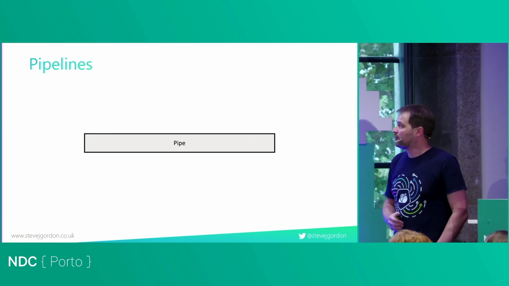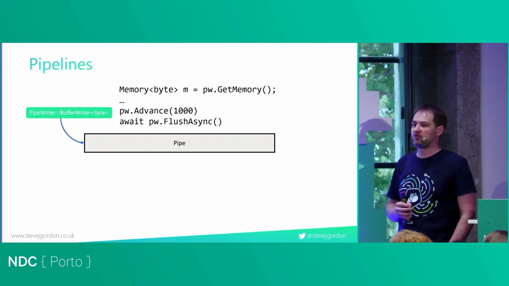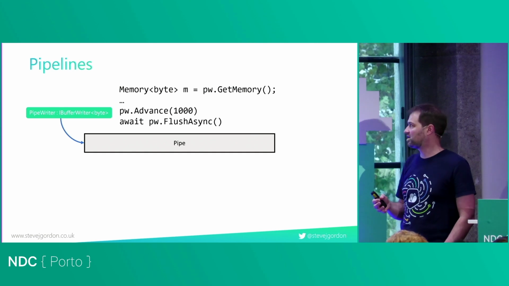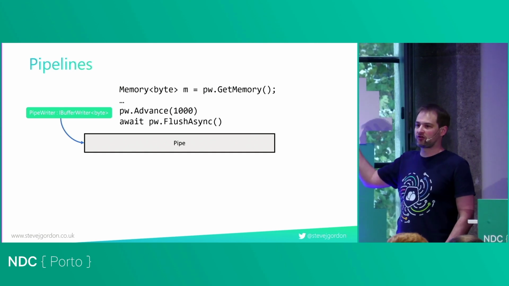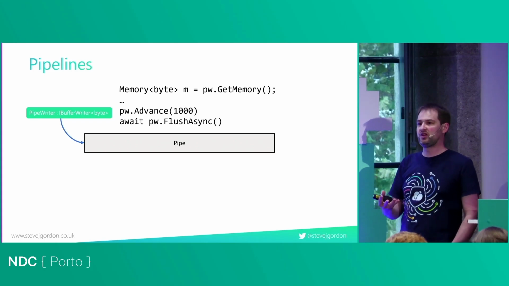Two ends to a pipe, as you might guess. There's a writing end, and when we write, there's a few ways we can do it. There are shortcut methods for writing small blocks of data directly with write or write async. Or in most scenarios, what you might want to do is actually just ask the pipe for a block of memory. In this case, it comes back as a memory of byte that you can then populate.